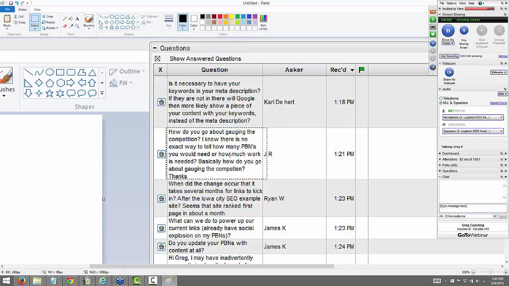How do you go about gauging the competition? There is no exact way to tell how many PBNs you would need or how much work is needed. Basically, how do you go about gauging the competition? Yeah, we just answered this one. Again, that's a little bit experience, but look at domain authority, links, anchor text they're using is a huge one. How is their URL set up, is the keyword in the domain name? That's a big one. Is it in the URL? So you've got to look at everything for competition.